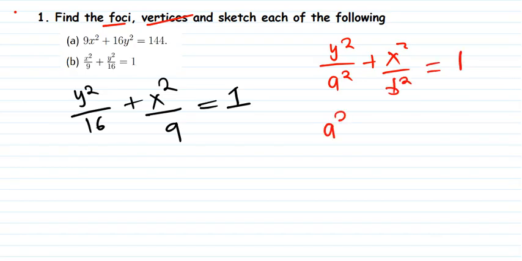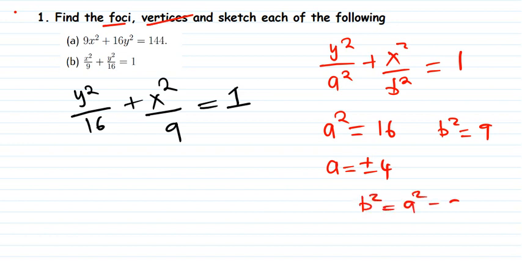Our a squared in this case is equal to 16. Our b squared in this case is equal to 9. So our a becomes plus or minus 4. Now we understand that our b squared is actually equal to a squared minus c squared. So since we know that our b squared is 9, our a squared is 16, we can easily find our c squared, which of course is going to be plus or minus the root of 7. Okay, and then we found a, b, and c, right?